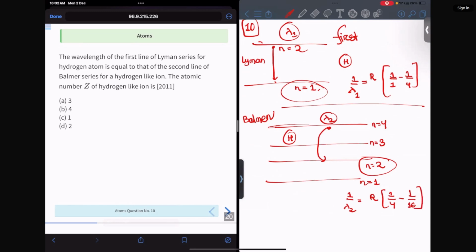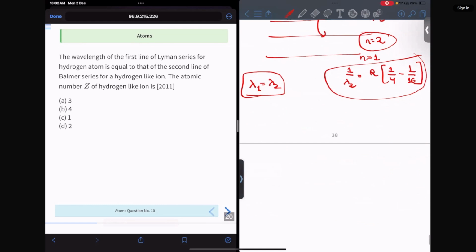Okay. So now lambda 1 is equal to lambda 2. They've given you in the question: the wavelength of the first line of the Lyman series is equal to the second line of Balmer series of hydrogen. So lambda 1 equal to lambda 2. So these two equations are equal. Equalize these two equations. 1 by lambda 1 is equal to 1 by lambda 2.